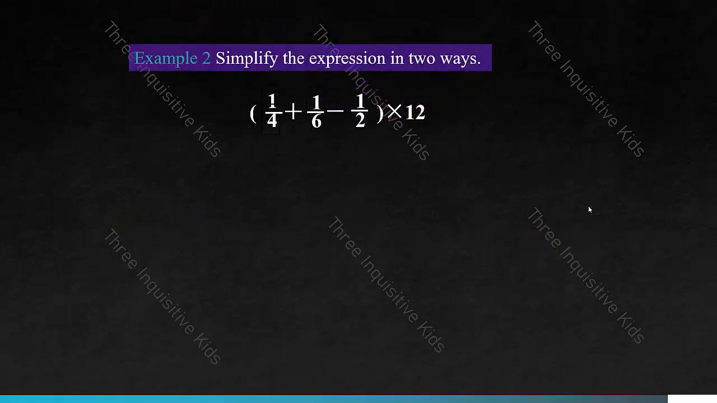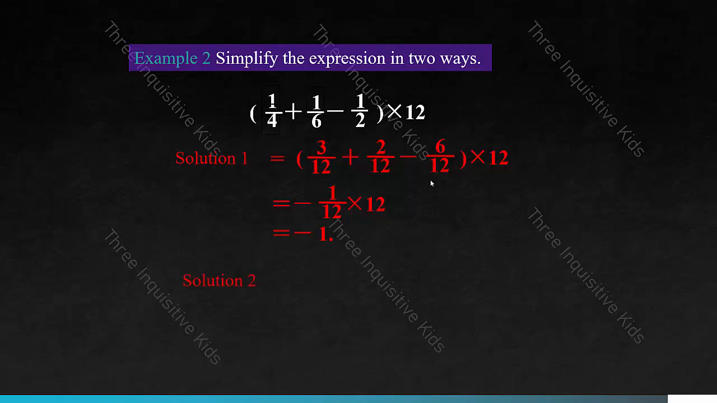Simplify this expression in 2 ways. Solution 1 is to first make these have the same denominators, and then do the parentheses first to give us 1 over 12 times 12, which equals negative 1. And the second solution is to use the distributive property. Distribute this 12 into the parentheses, and we're also left with negative 1.